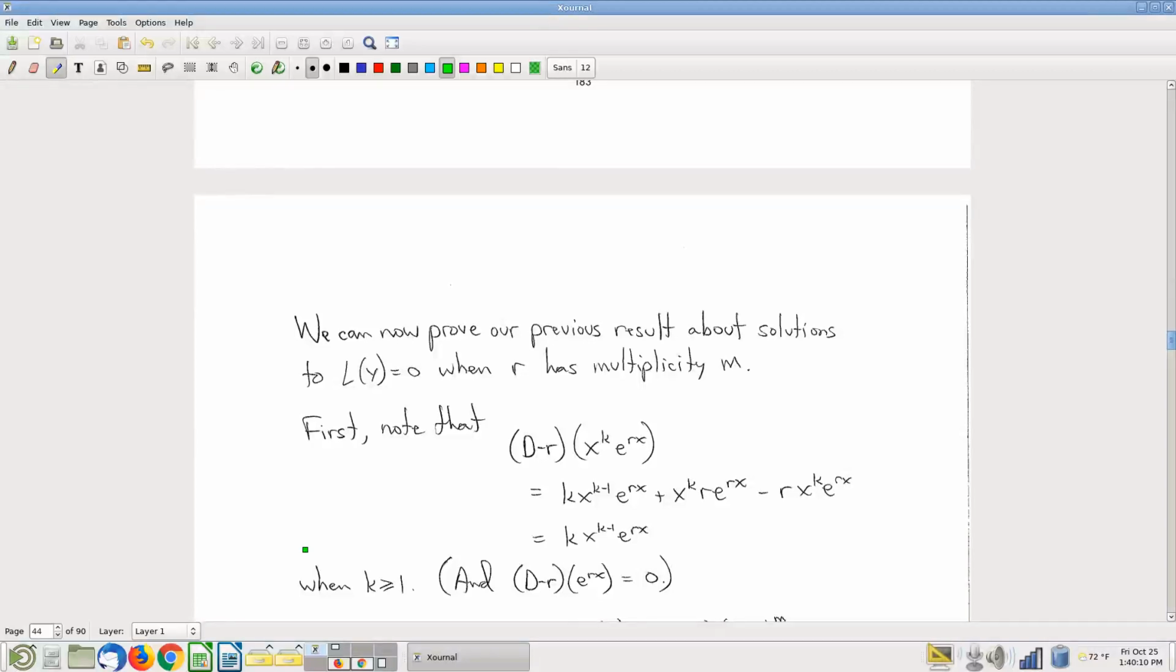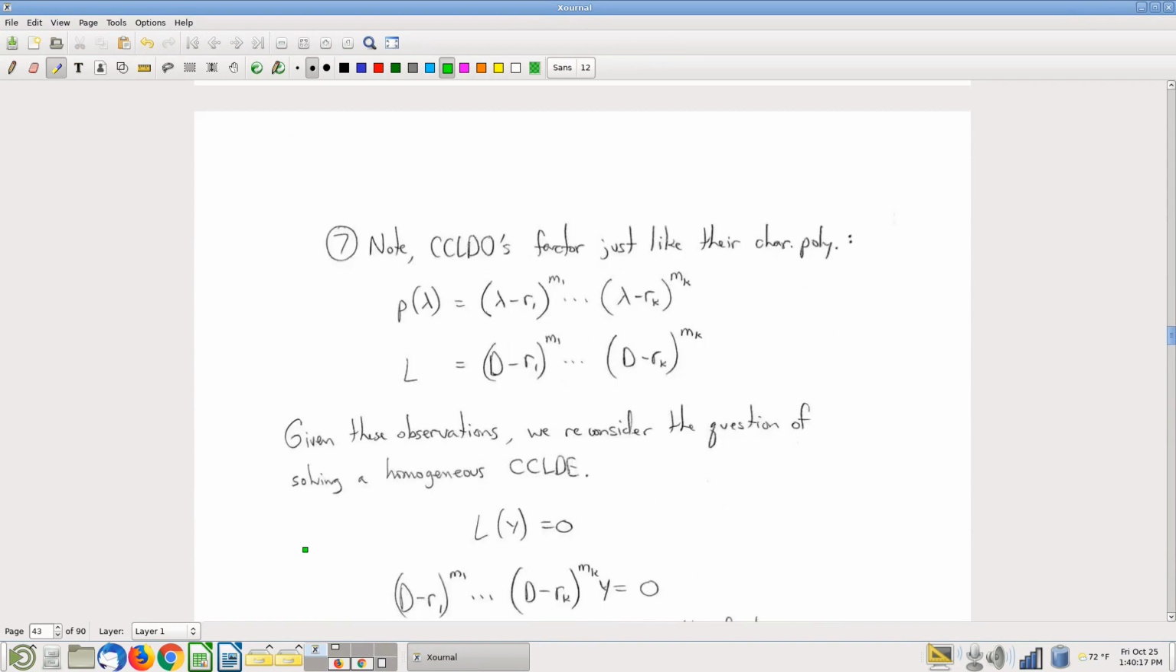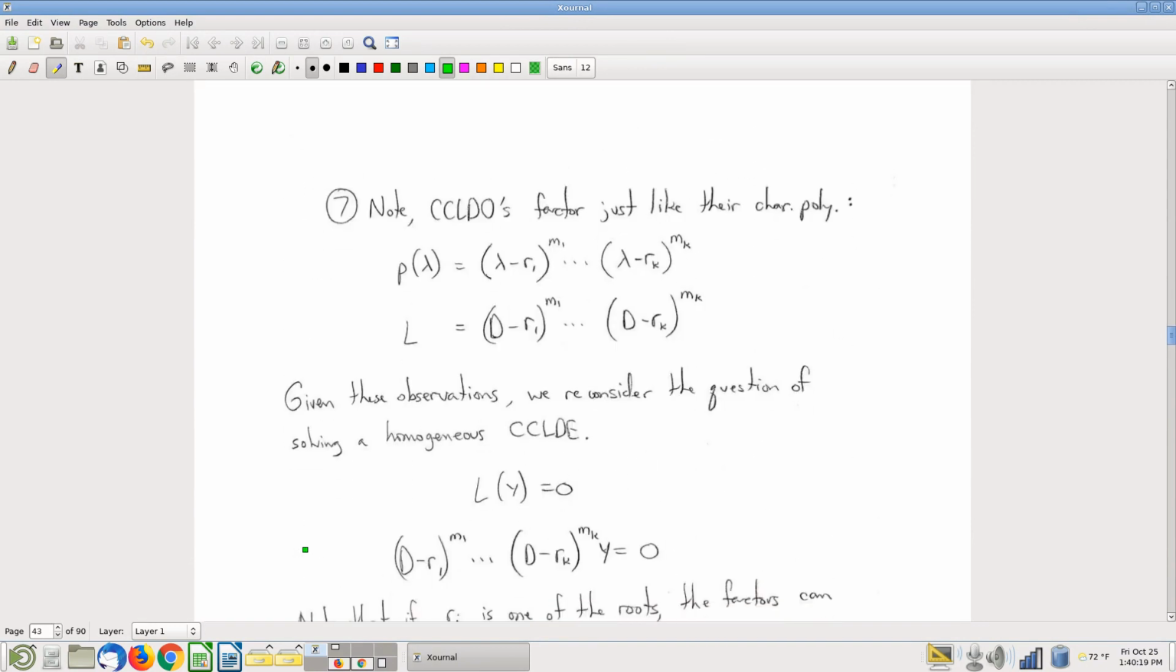Okay, so here's where we were last time. We were talking about this algebra of linear transformations, and let me remind you of the big punchline: we can take the L, our shorthand for representing the left-hand side of a constant coefficient linear differential equation, from chapter 4. The kind of differential equation we spent all that time on in chapter 4, right?